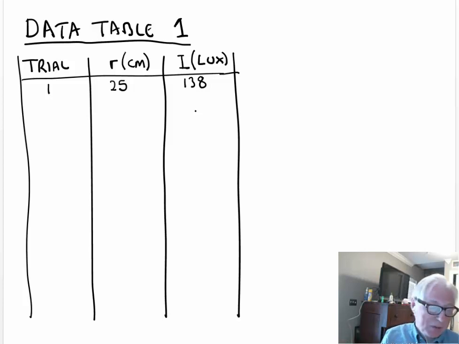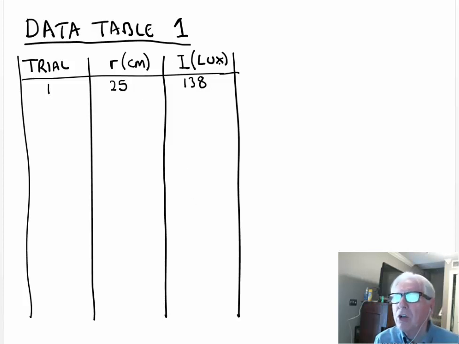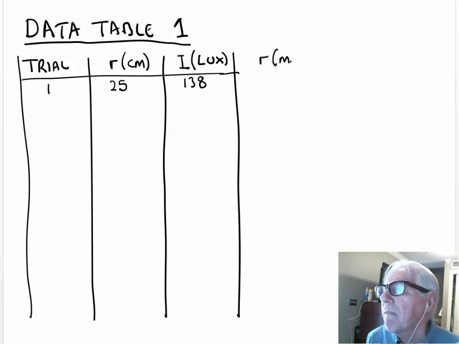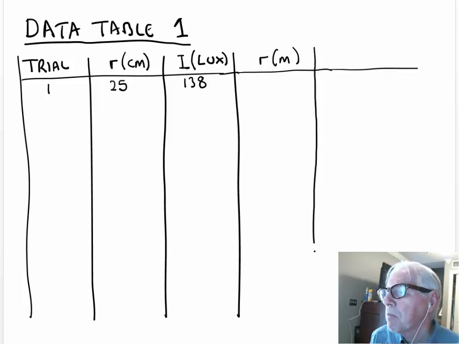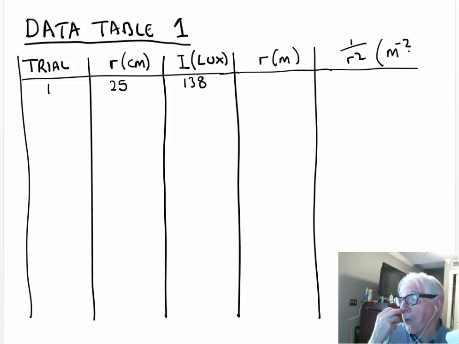What I can do is, well, then I got to do the next bits. I want to plot I versus 1 over R squared. So I'm not going to change lux, but I'm going to change R into meters. So go R in meters. And then go 1 over R squared, and that would be in meters to the minus 2, 1 over meters squared.